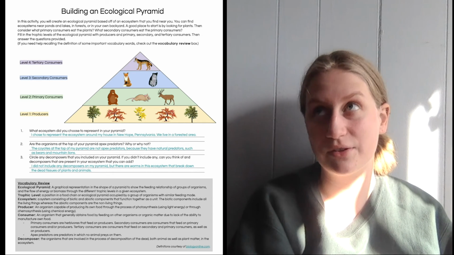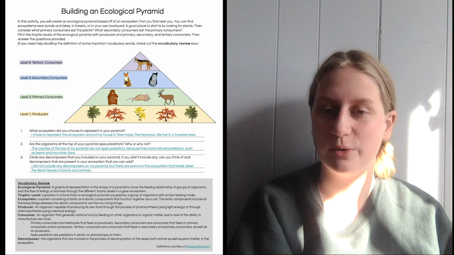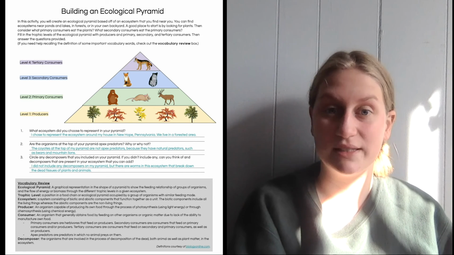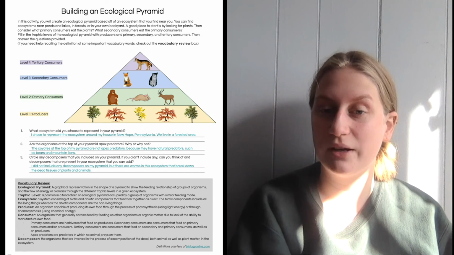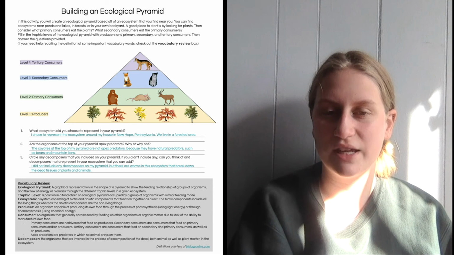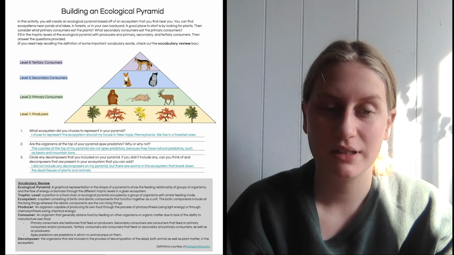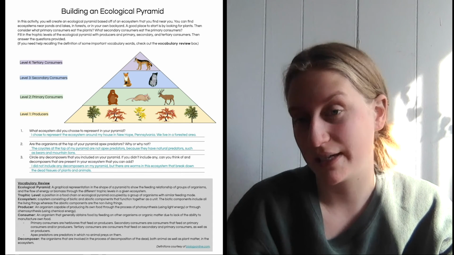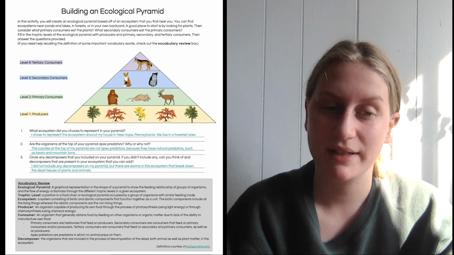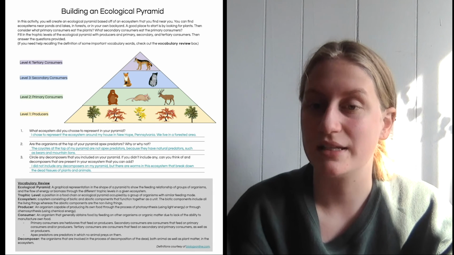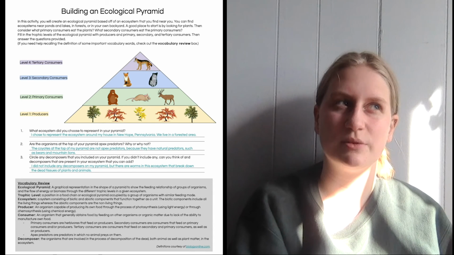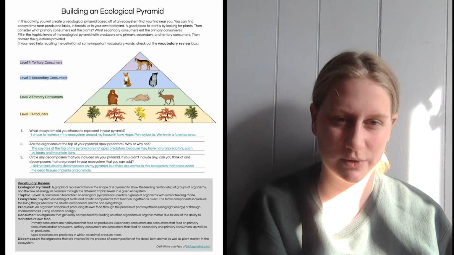I live on the other side of Pennsylvania, near New Hope, which is a very foresty area. There's a lot of trees everywhere, and I tried to base it off of the animals that I have seen around in my yard. The producers on my pyramid consisted of plants that I actually have in my yard, like ash trees, Japanese maple trees, and yellow lilies.